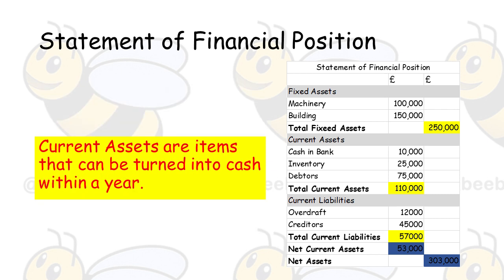Your current assets, now the word current means within a year, so these are assets that you can turn into cash within a year. The best asset you can have is the cash in the bank because you can use it instantly. However, you may have inventory, which is another word for stock, and then you have debtors, people who have a debt to you, people who you've given time to pay, maybe 30 days for example.